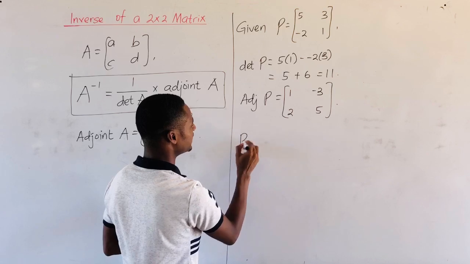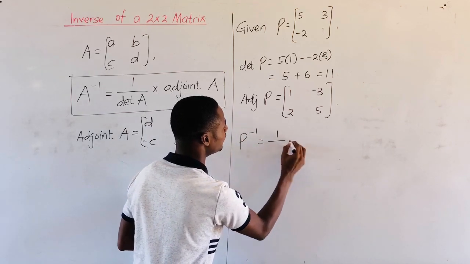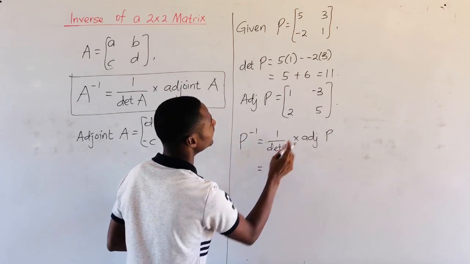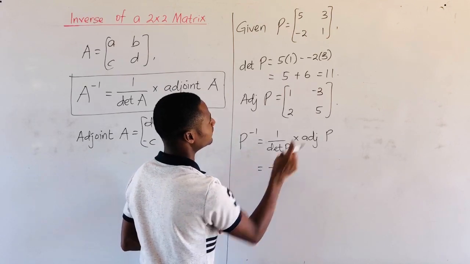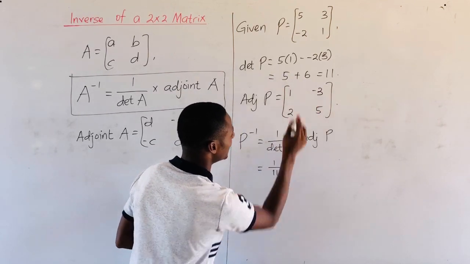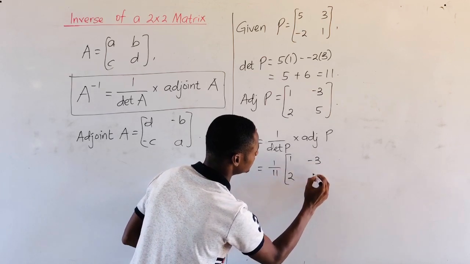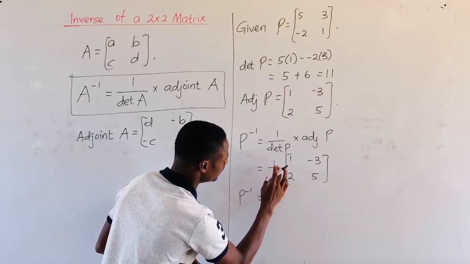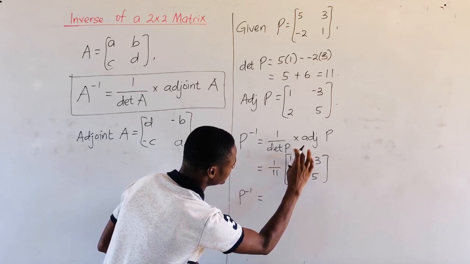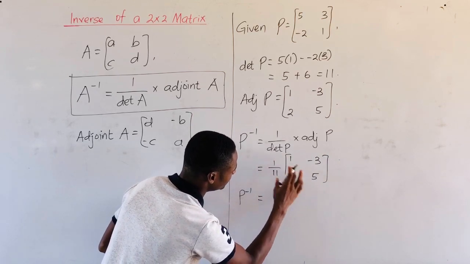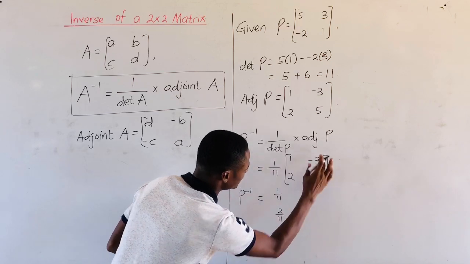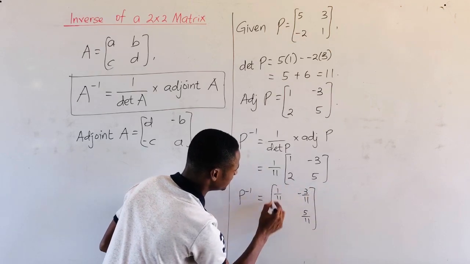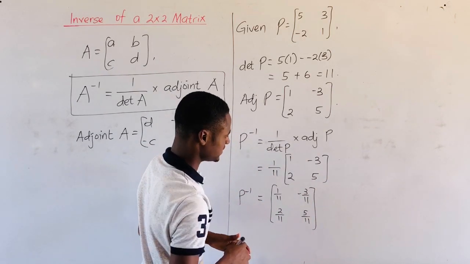Now P inverse is equal to 1 over the determinant of P times the adjoint of P, which is 1 over 11, where 11 is the determinant of P, times the adjoint of P. So we finally have P inverse, where we do scalar multiplication: 1 over 11, 2 over 11, negative 3 over 11, and then 5 over 11. In scalar multiplication, the scalar multiplies each element of the matrix.